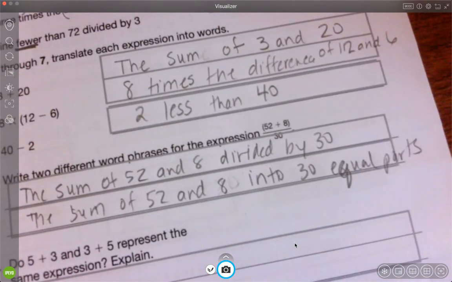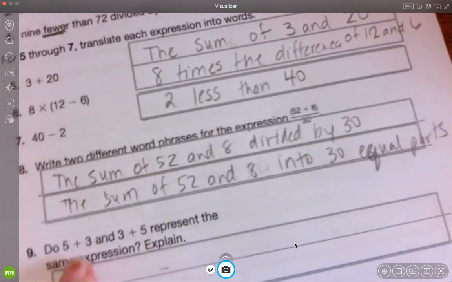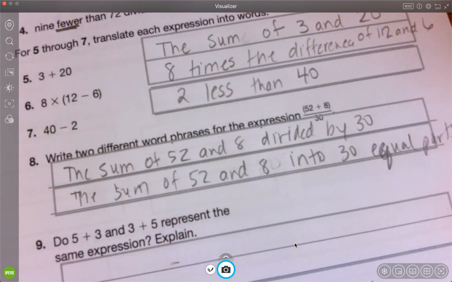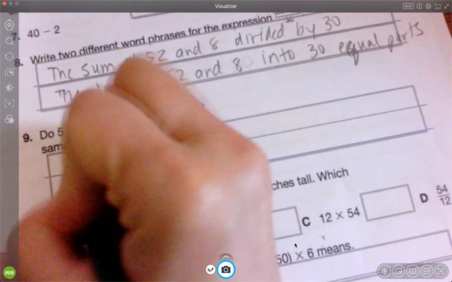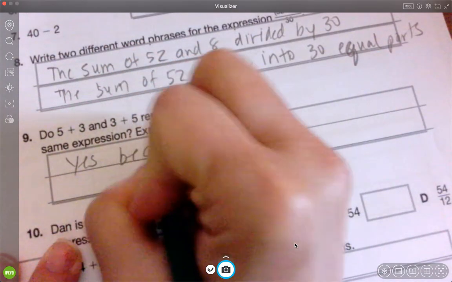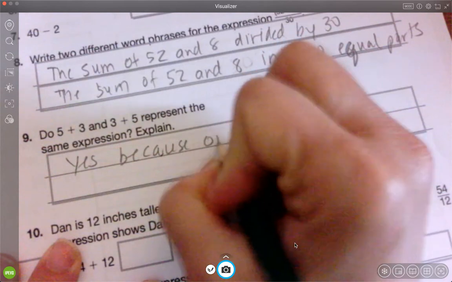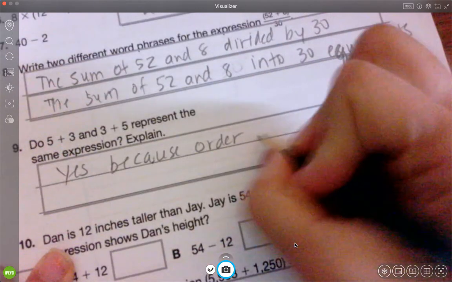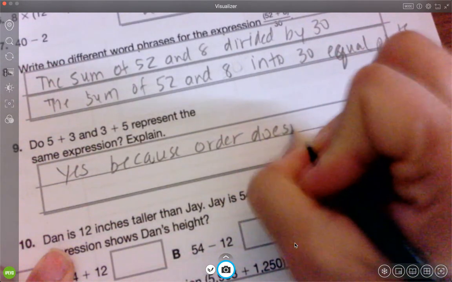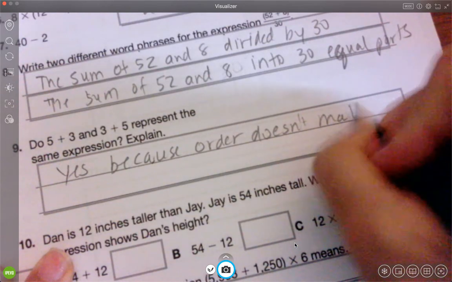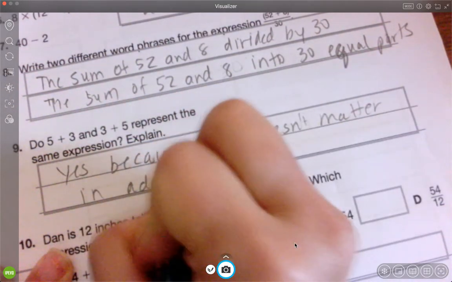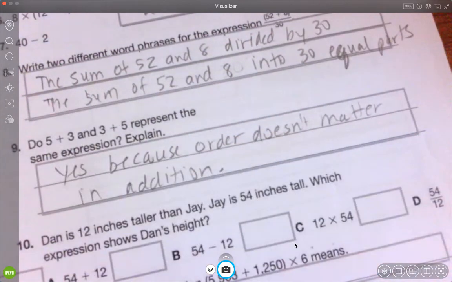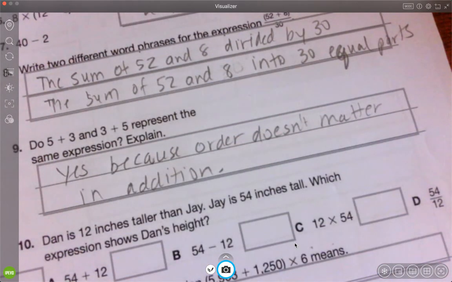Okay. And then it says, do 5 plus 3 and 3 plus 5 represent the same expression? And yes, they do. Yes, because order doesn't matter in addition. Now, it does matter in other operations, but not in addition. In multiplication, order does not matter.